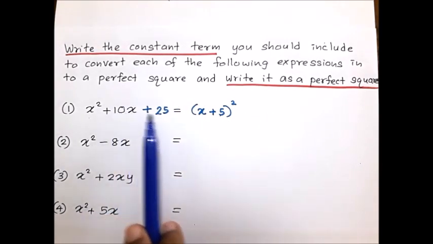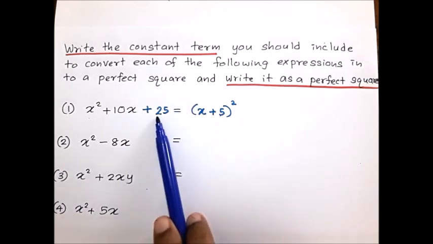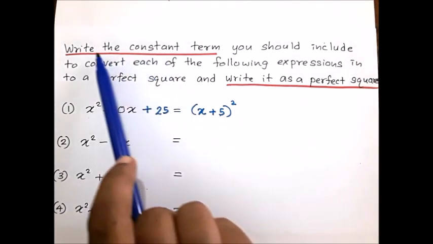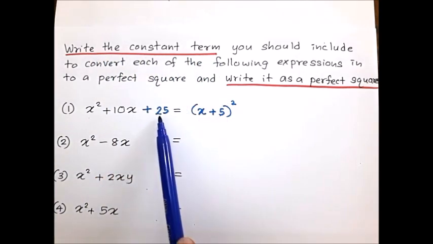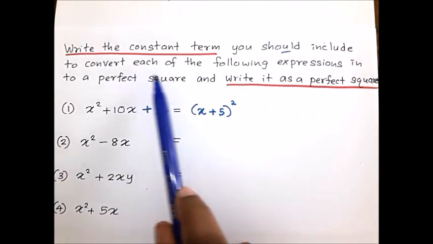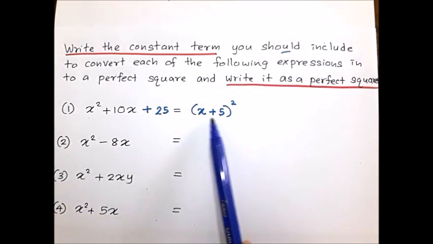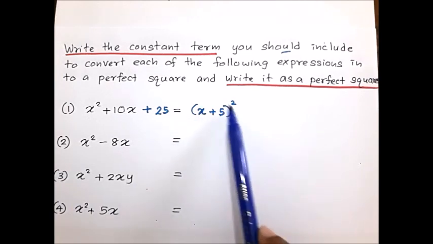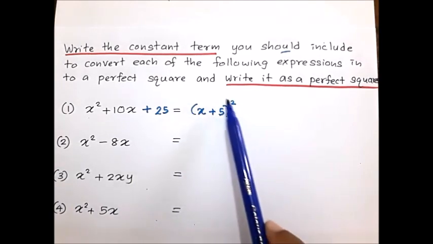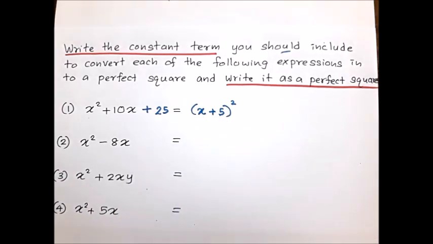Coefficient of x divided by 2, it is 5. Then square 5, it is 25. Question says write the constant term. This is the constant term, 25, you should include to convert each of the following into a perfect square. This is the perfect square, x plus 5 to the power 2. This term we call a perfect square. Now look at the second example.